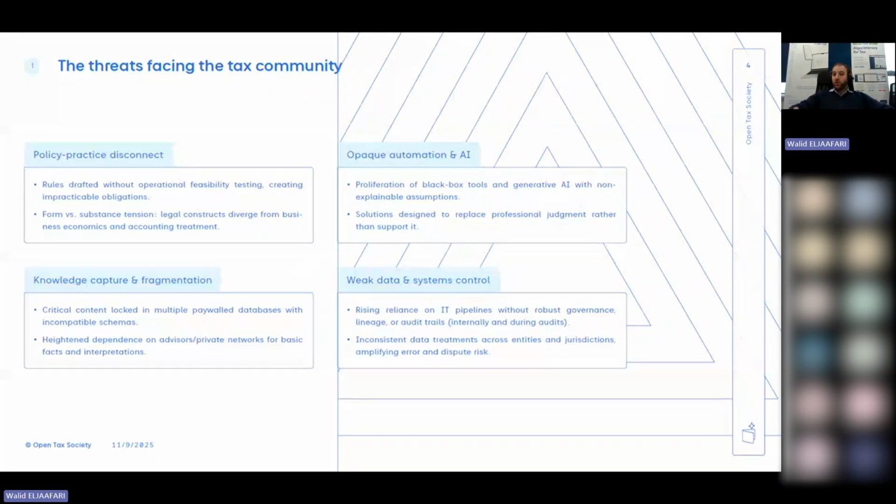And it should not only be the code, it should also be the databases on which it will be trained. And this is why all of the databases that we will produce with the Open Tax Society will be open source, because we consider that it should be the way to produce tax information and tax knowledge.